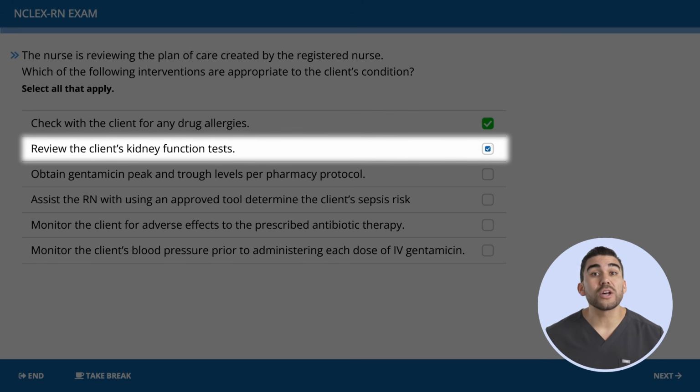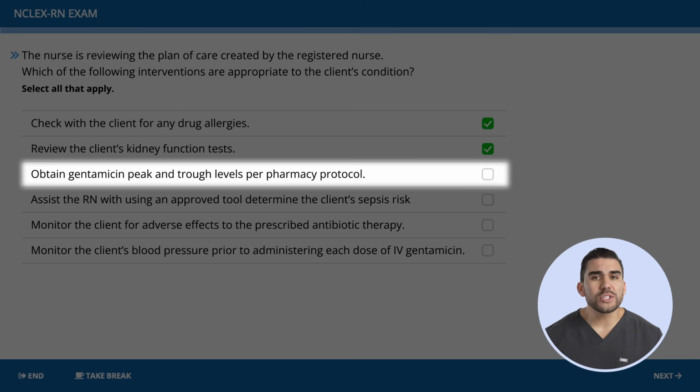The next option is also correct. Review the client's kidney function tests, because remember, gentamicin is nephrotoxic, fancy words for kidney toxic. So we need to make sure those kidneys are functioning well. Now, option three is also correct here, because obtaining peak and trough levels per pharmacy protocol ensures gentamicin levels are in therapeutic range. Remember, too high, the kidneys will die, and too low, bacteria grows.